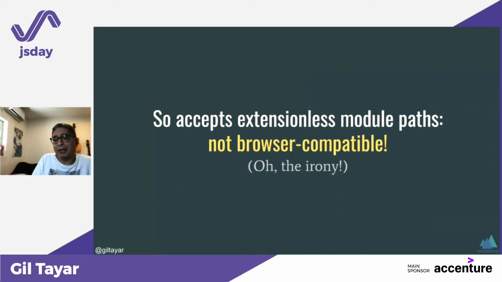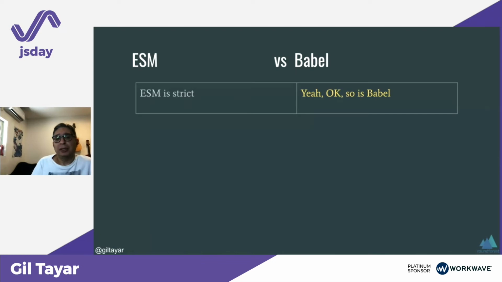And the funny thing is that because it's faux, it supports extensionless module paths, so you don't need to write .js or .mjs. It's not browser compatible without transpilation, which is ironic given that most of the faux modules are written for front end. So let's talk about faux modules and Babel transpilation.